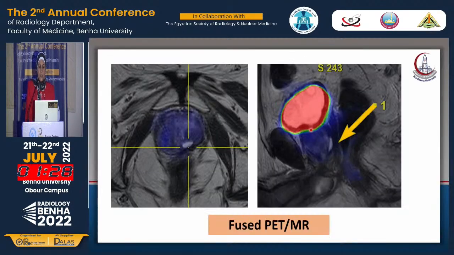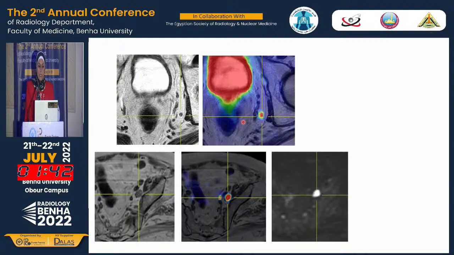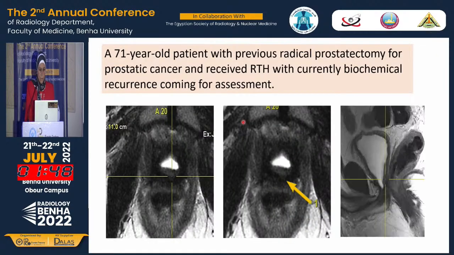Also, in the treatment response, we can evaluate the PSMA PET MRI in biochemical recurrence, as we can see here that the operative bed is completely negative from the avid uptake at the PET component, but there is a pelvic recurrence, and we can localize precisely where the biochemical recurrence is.